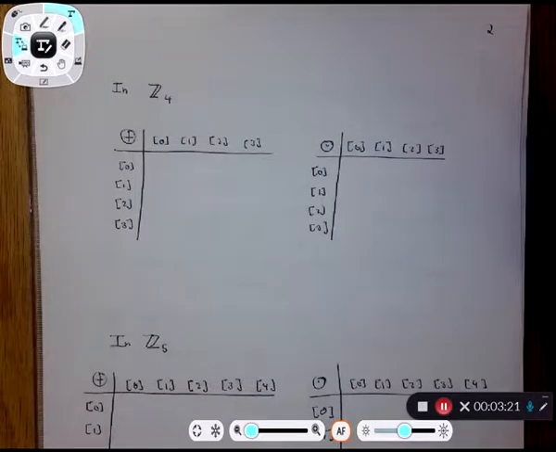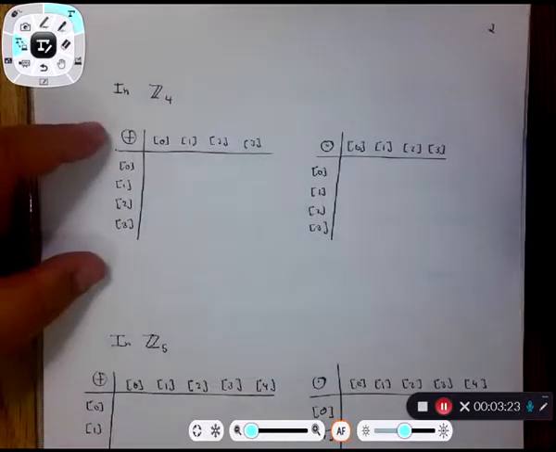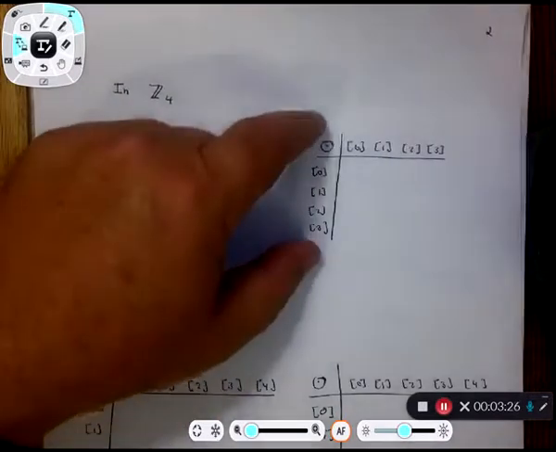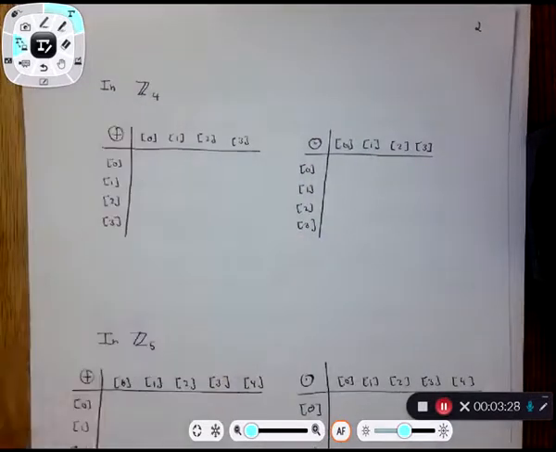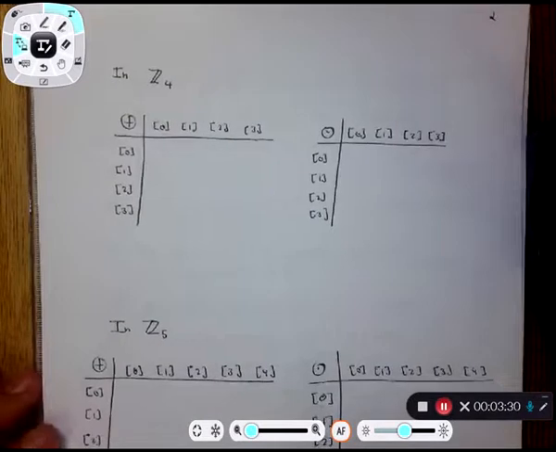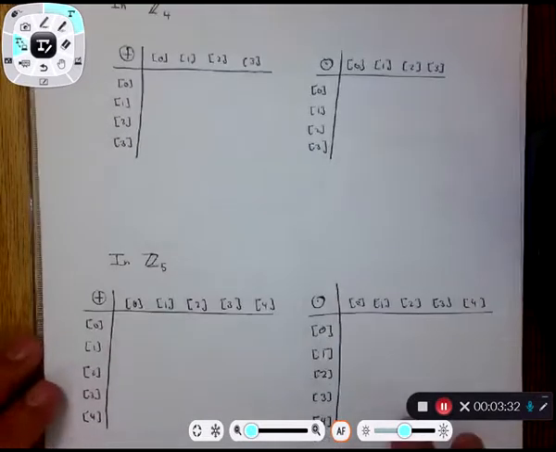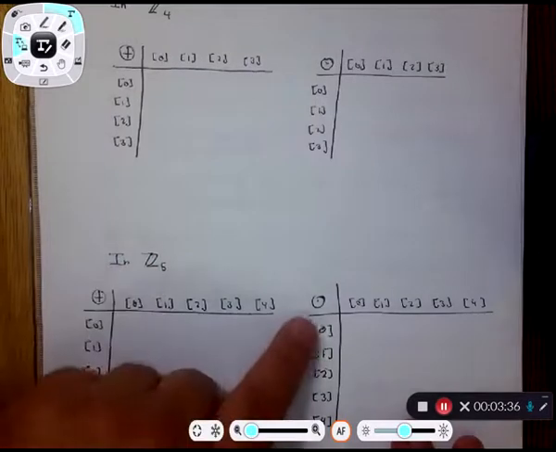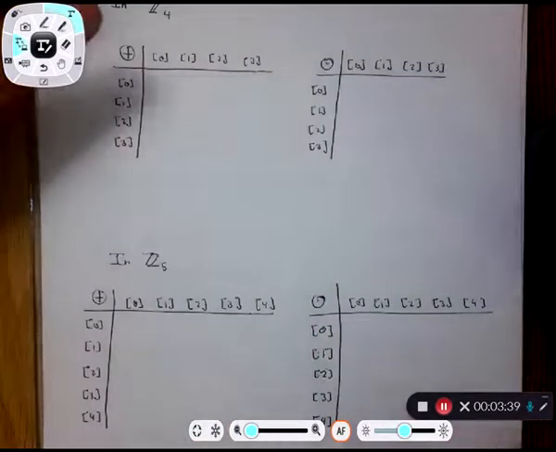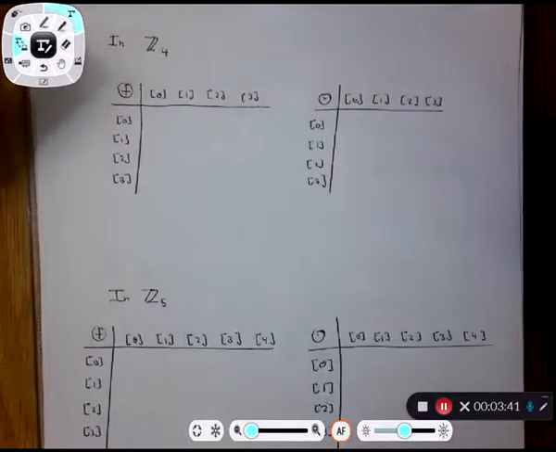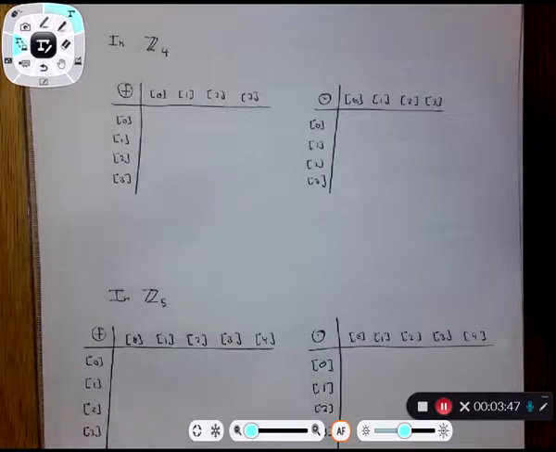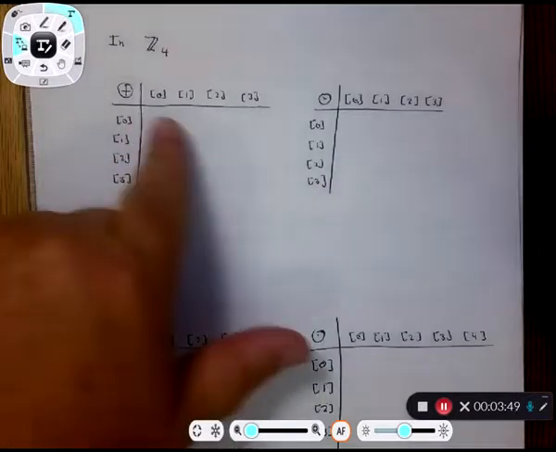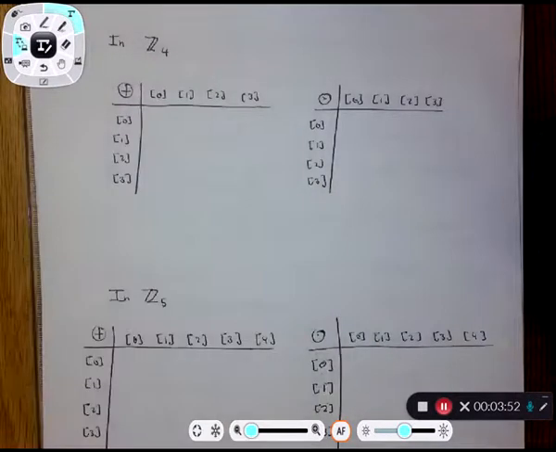We're going to do an addition table and a multiplication table for Z4. And after that, I decided to cruise it up one, and I've also got an addition table for Z5 and a multiplication table for Z5. So let's go ahead and look at these. Now, remember, in Z4, the equivalence classes are 0, 1, 2, 3. And that's it. These are the remainders that you could possibly have when dividing by 4.